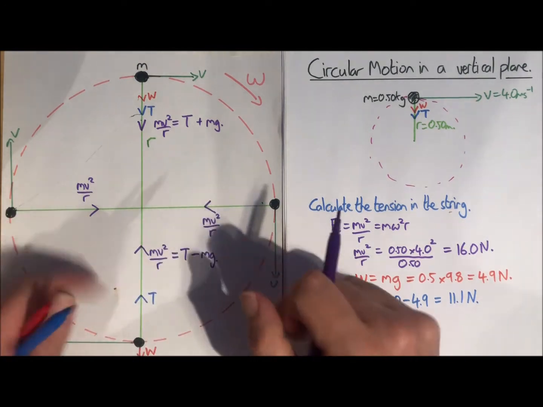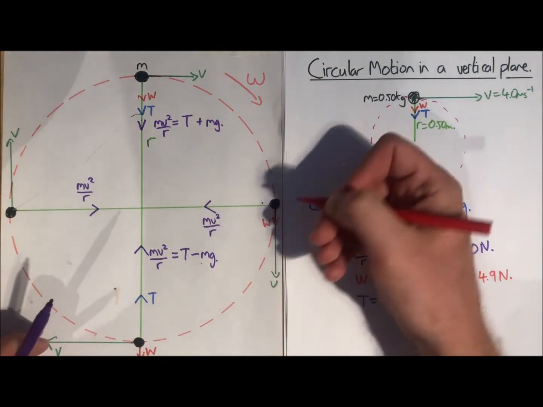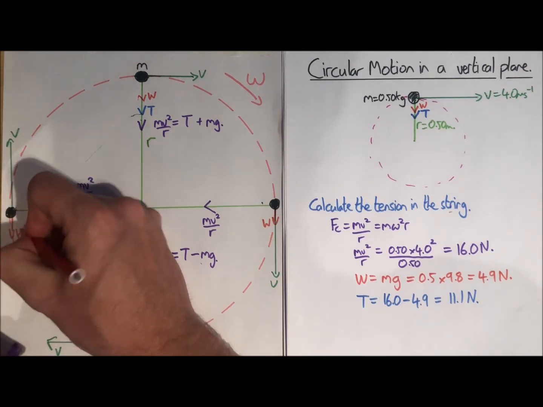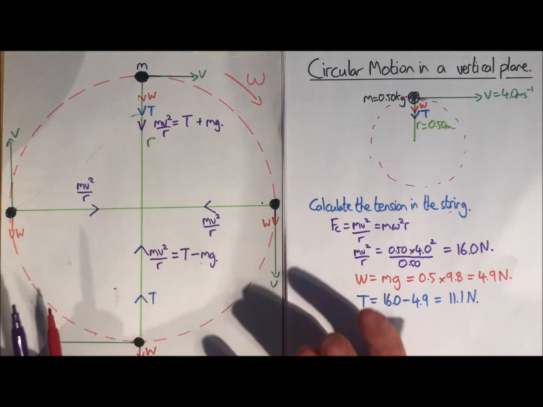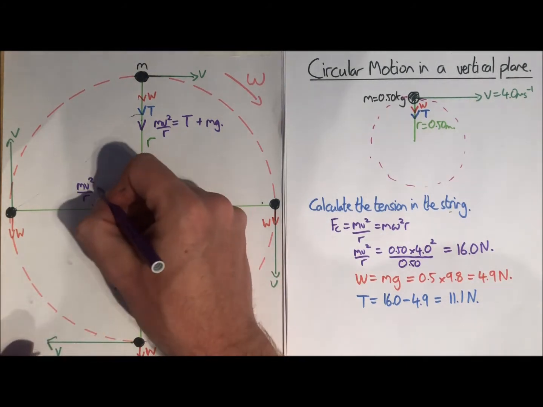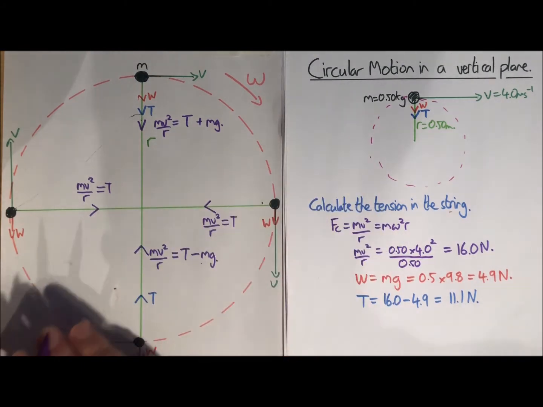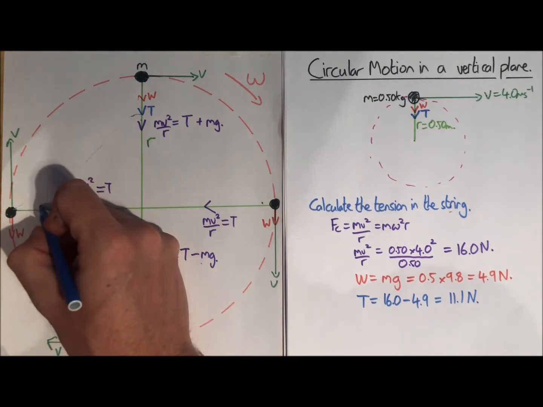At the side, we do still have weight in both scenarios, but it still just acts down. So that's not actually contributing to the centripetal force at all, only the tension does that. Now there's a little bit more to add to that later on, but only the tension is acting towards the centre.